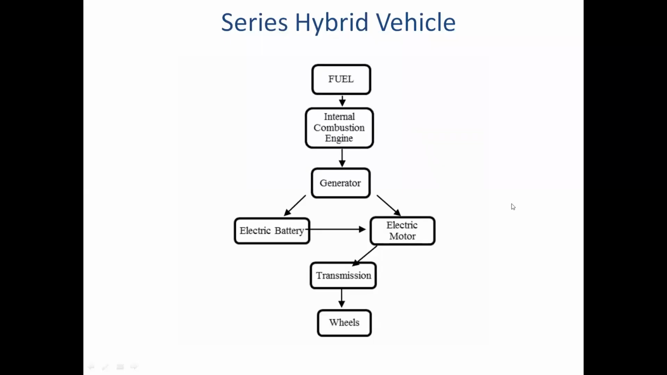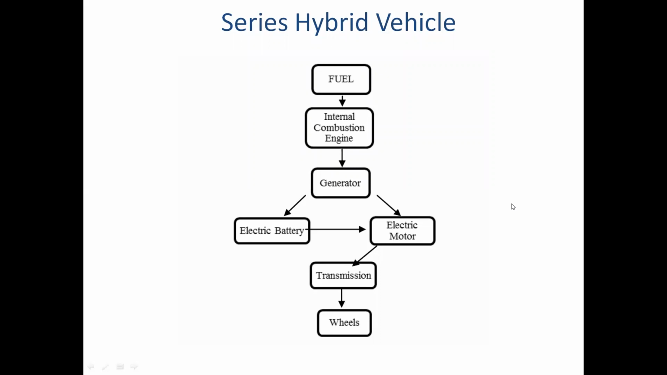Point of view, there is a series hybrid vehicle. In a series hybrid vehicle, if you start from the top, there is a fuel. Fuel is connected to the internal combustion engine, IC engine. IC engine is connected to a generator. Generator is connected to the electrical battery as well as the electrical motor. Electrical motor is connected to the transmission, means gearbox, and it is connected through the differential to the wheels.